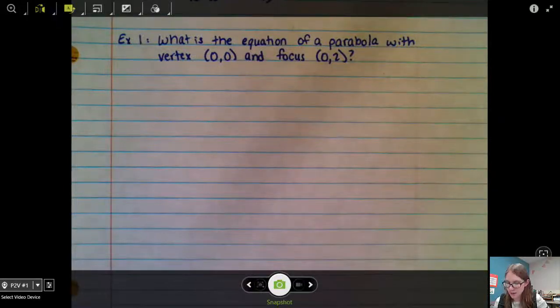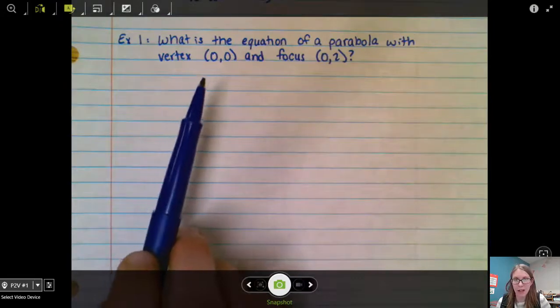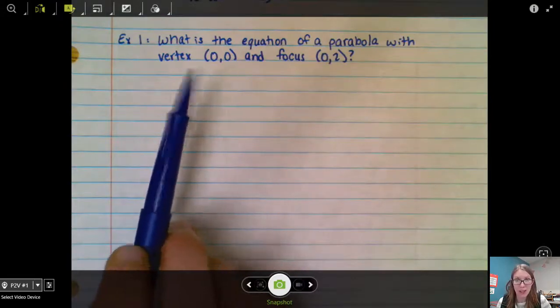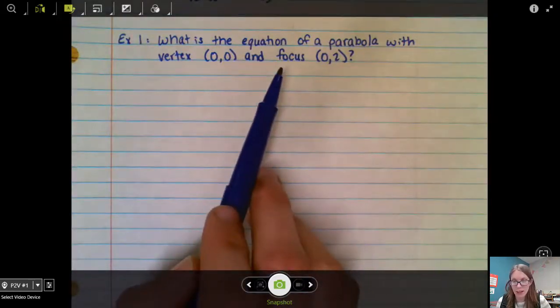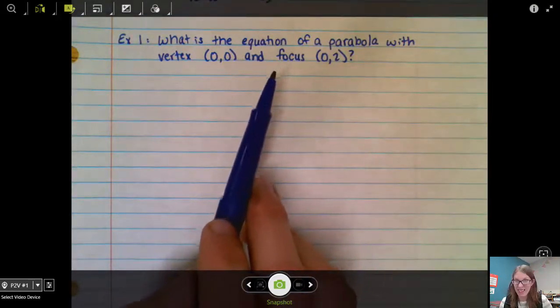Okay, our first example, I'm going to do two pieces here. I'll do an example A and an example B. Our first piece, I want to find the equation of a parabola with vertex 0, 0 and focus 0, 2. So that focus, that's that fixed point that's inside our parabola.